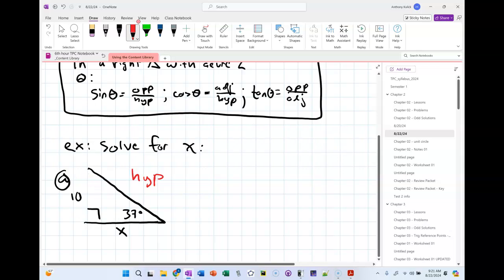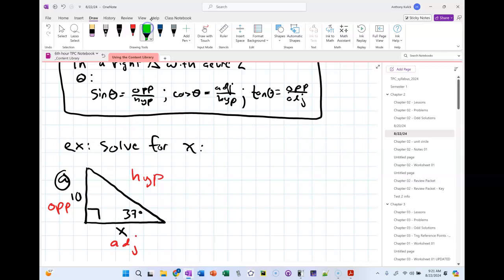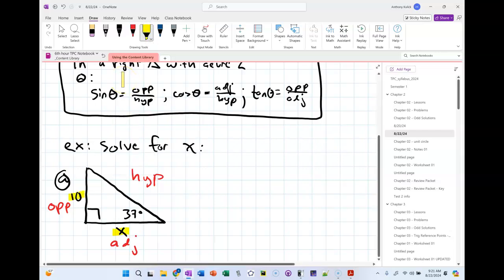Okay. What is that side there? Opposite. And then the x obviously has to be adjacent, right? So looking at our three choices, the sides we care about are the 10 and the x. Those are the only two sides we know about or want to know about. Those sides are opposite and adjacent. So which one of the three trig functions do we need to select? Tangent. Very good. So we'll say that tangent of angle 37 is equal to opposite over adjacent.